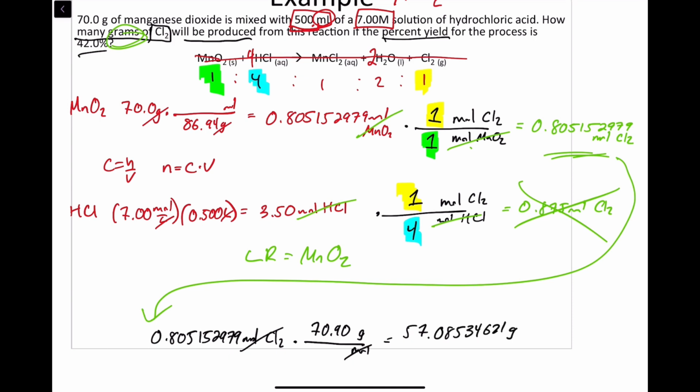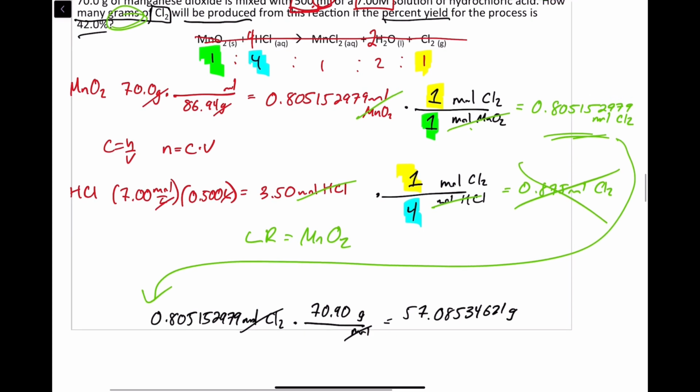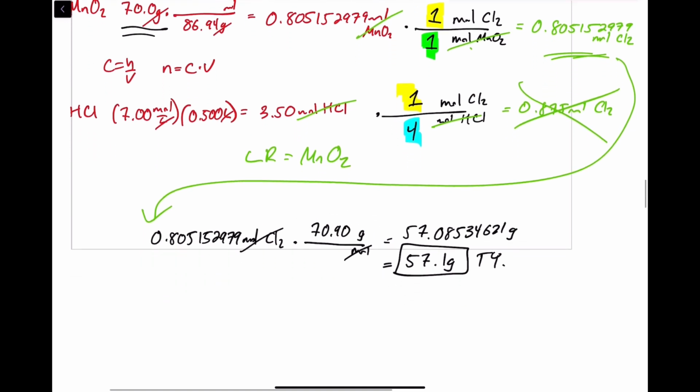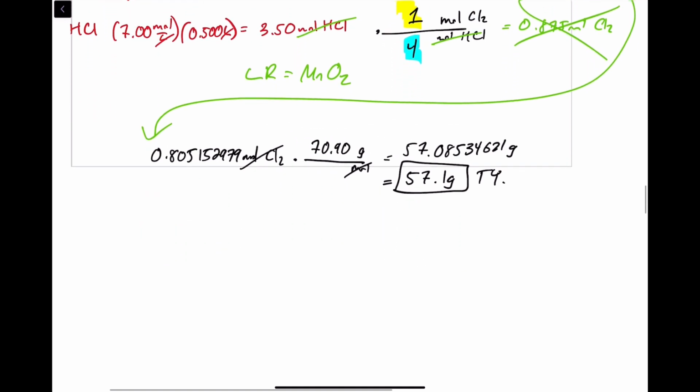57.0853461 grams. Just like in the previous question, we're going to be doing a division, so we can go back and say, hey, we have 3 significant figures for this, so our final answer will be 57.1 grams. And once again, this is our theoretical yield. Now, how we find actual yield is going to be a little bit different.